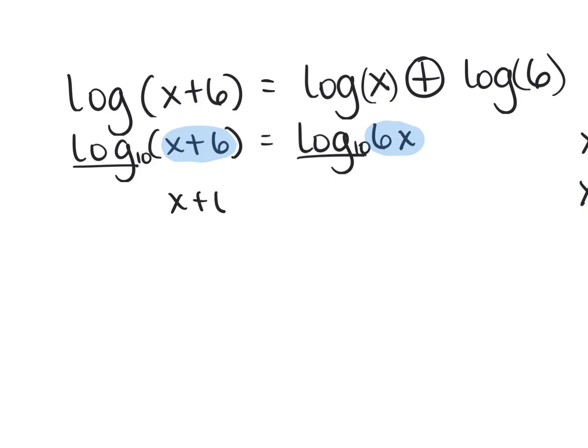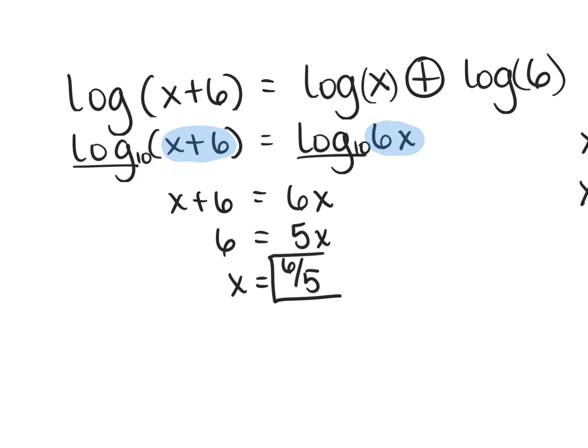So we're going to set x plus 6 equal to 6x. To solve this, we're going to subtract x over. So I have 5x is equal to 6. So x is equal to 6/5. That one looked more complicated, but it was a little shorter.